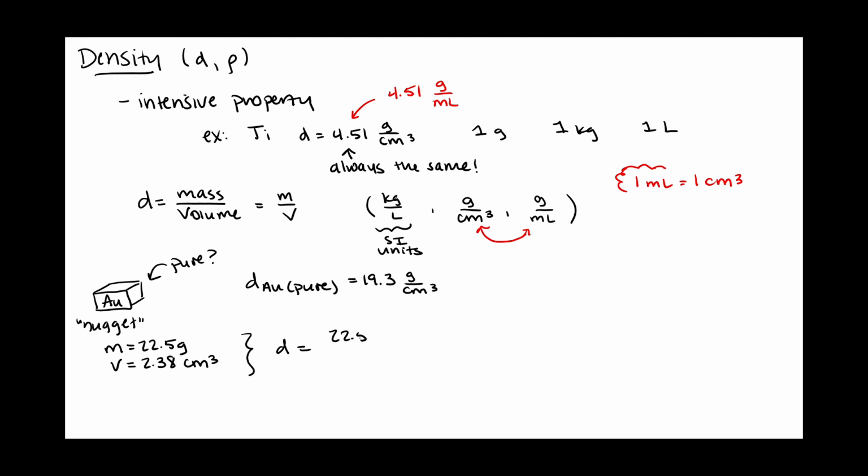I can go ahead and calculate the density. I would just do that by dividing those numbers. And it's going to come out to be about 9.45 grams per cubic centimeter. So I found out, okay, that's the density of this nugget. This nugget then is not pure gold. Why? Because the density of pure gold is 19.3. The density would have either had to be much larger, the mass would have had to be much larger or a much smaller volume to be considered pure gold.